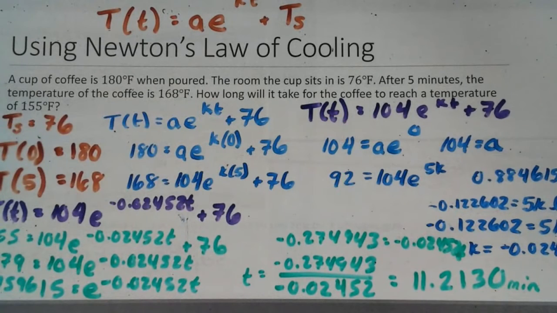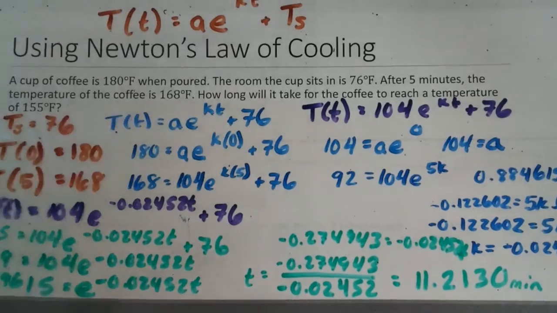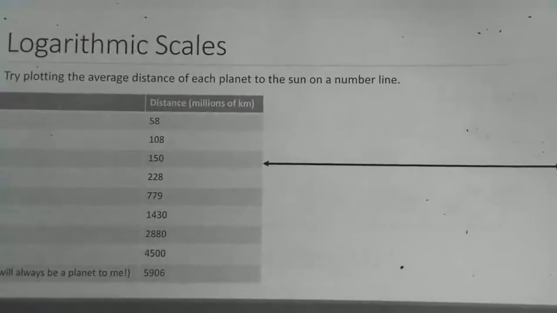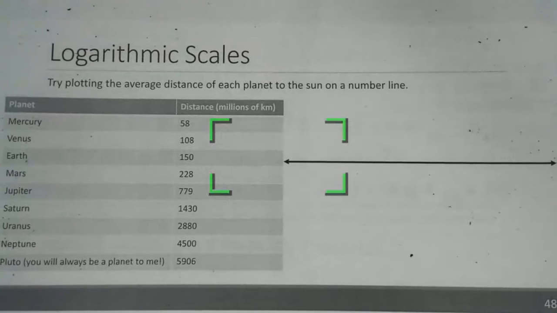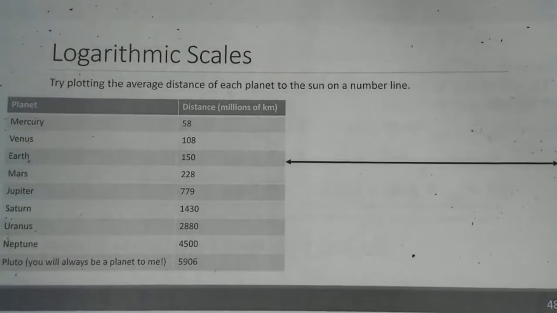So we've done a lot of talking about exponentials. We've used logarithms to help us solve a little bit. We're going to look at logarithmic scales for a minute. So we're going to take a look at some pretty big numbers. What I have here is a list of the planets and their average distance from the sun.